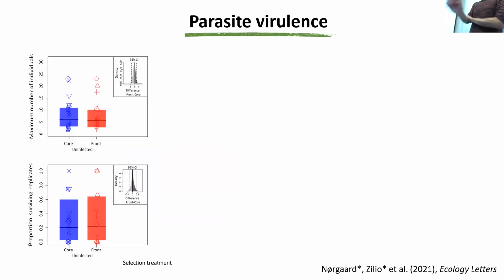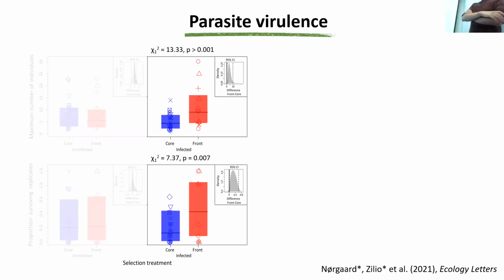For virulence, here is the result. Again, color code, each point is an evolutionary line, and the points are model predictions. These are uninfected individuals, coming from those treatments. So no parasite was present. You can see there are basically no differences. Indeed, the panel on the top right is just overlapping with 0. The first panel on the top is the maximum number of individuals produced in a tube, so basically the peak of their growth. And at the bottom is how many replicates survive. So no differences for the front.